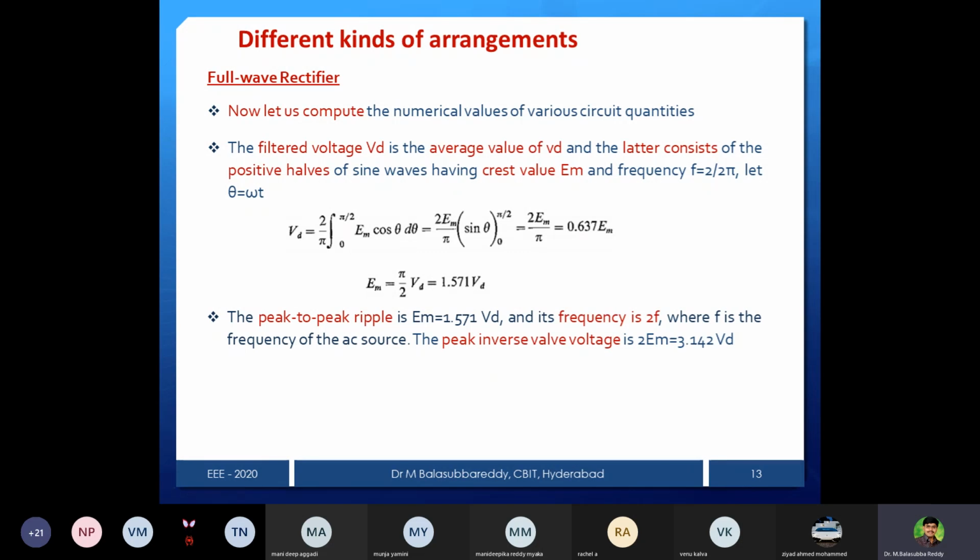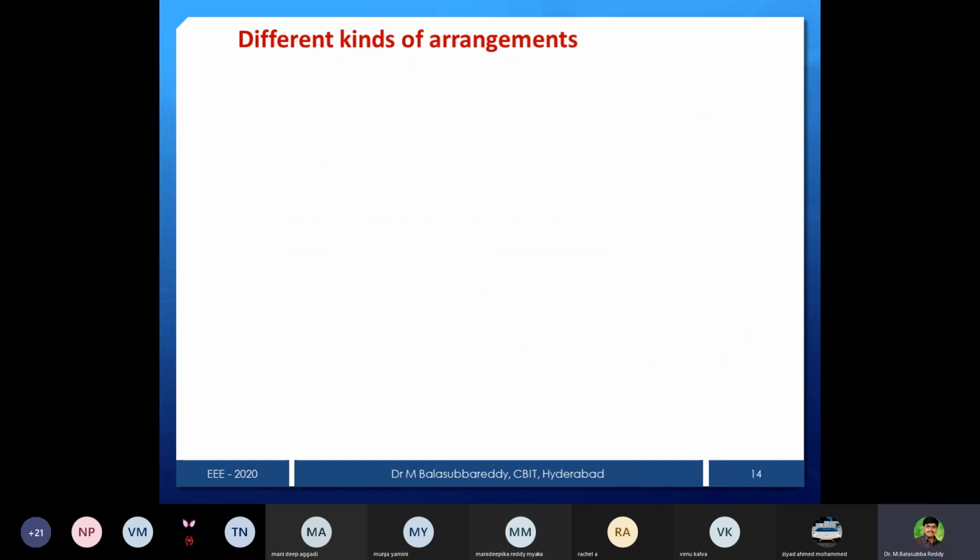And the peak to peak ripple, you can notice, is nothing but Em, the maximum peak value, 1.571 Vd, and its frequency is 2F, where F is the frequency of the AC supply, and the peak inverse voltage is 2Em, which we get as 3.142 Vd. This frequency is the ripple frequency. The ripple frequency is very high; even for a 6 pulse converter, 6 times that will be the ripple frequency. Now it is a 2 pulse converter, that's why I mentioned 2F is our ripple frequency.